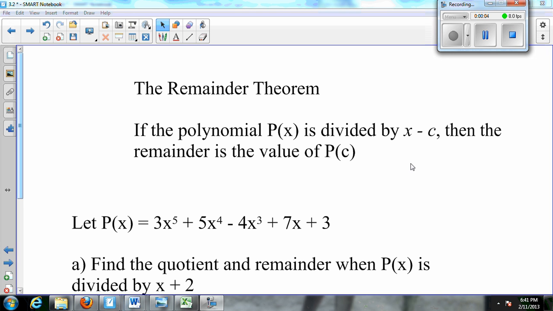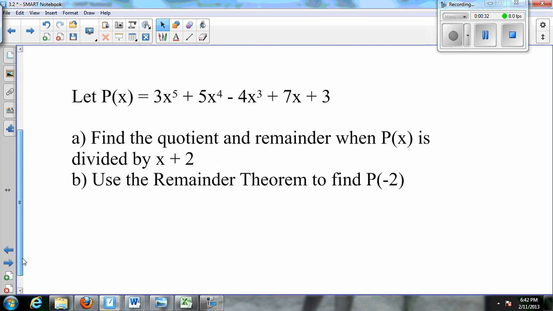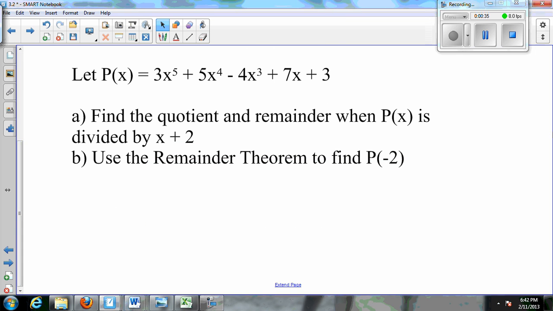The remainder theorem states that if the polynomial p of x is divided by x minus c, then the remainder is the value of p of c. So if p of x equals 3x to the fifth plus 5x to the fourth minus 4x cubed plus 7x plus 3, we're first going to find the quotient and remainder when p of x is divided by x plus 2. And then we'll prove the remainder theorem in part B.